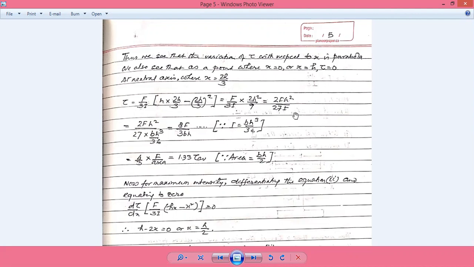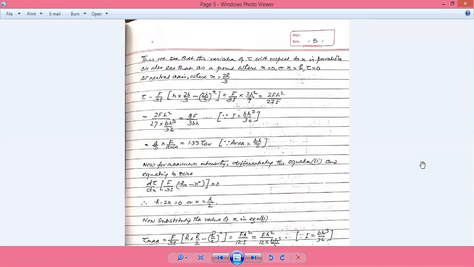If you put the value of I as BH cube by 36, which is the moment of inertia of the triangle, we get 2FH squared by 27 divided by BH cube by 36, or 8F by 3BH, or 4/3 F divided by the area itself, or 1.33 tau average, where area is equal to B into H by 2, the conventional area of the triangle itself.